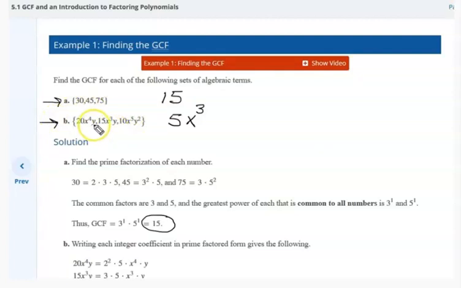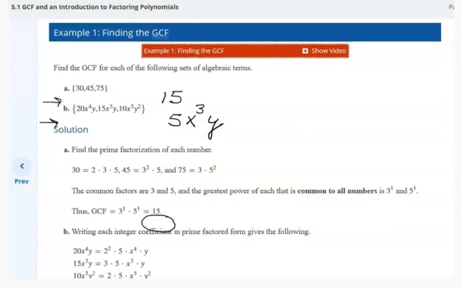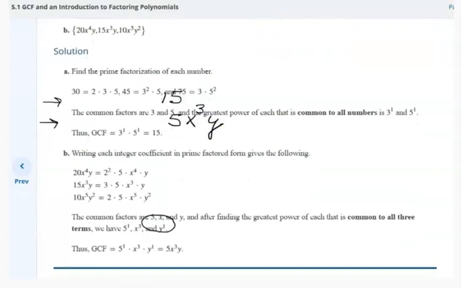Now we have a y there, and a y squared. So the greatest power of y that you can take out of each one is y to the first. And as we look at the answer provided, we see we did it correctly, following the suggested protocol.